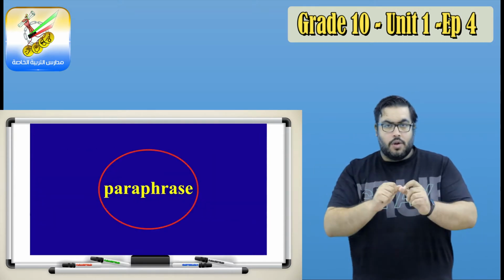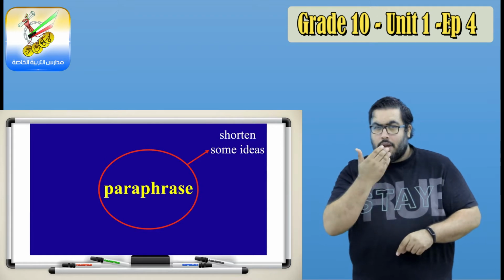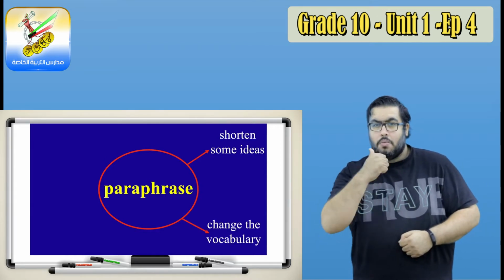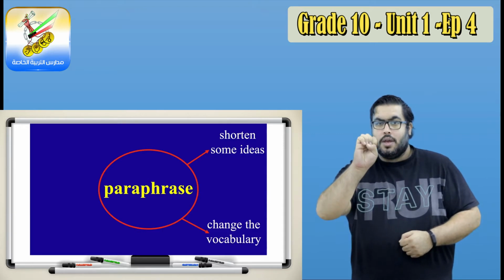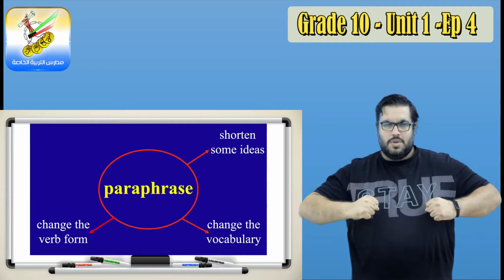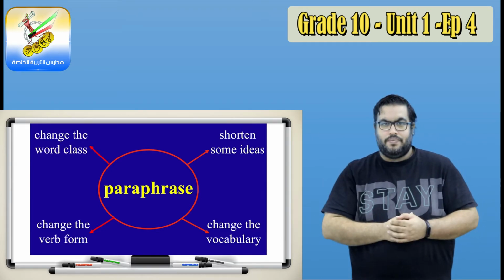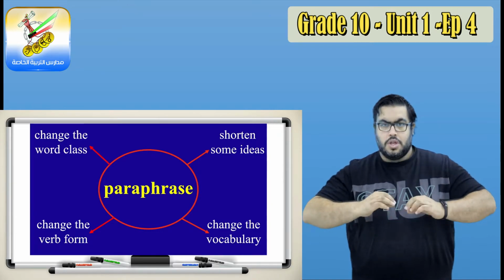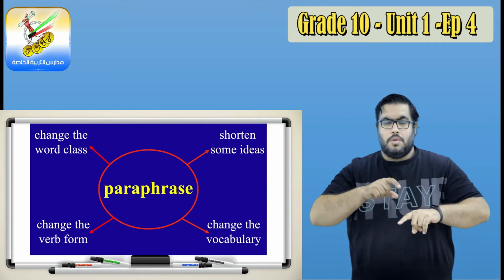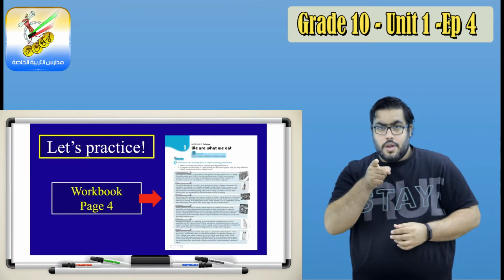So how can you paraphrase? You can shorten some ideas. If there are long ideas, make them shorter. You can change the vocabulary from one word to another word that has the same meaning. You can change the verb form. It means changing it from an active sentence into a passive sentence. We can also change the word class. For example, from a verb to a noun, or a noun to an adjective, and etc. So let's practice in the workbook, page 4.